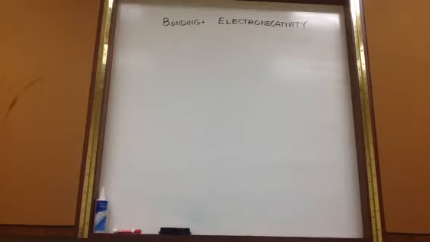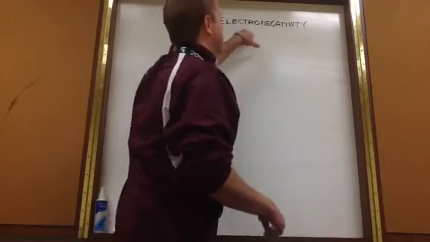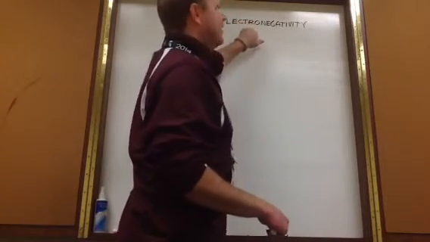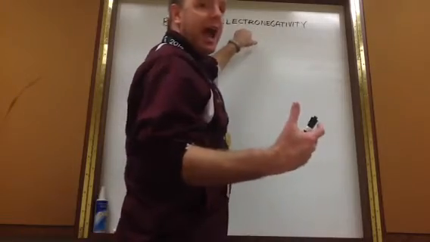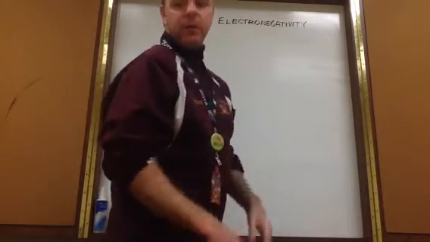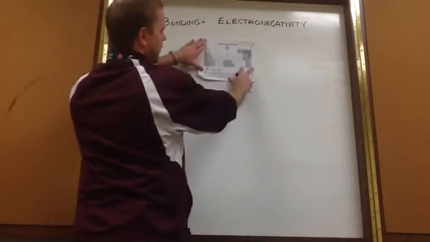All right, bonding and electronegativity. By definition, electronegativity is the ability of an element to gain or to attract an electron. We've talked about it on the periodic table, and you have this little chart for electronegativity values.